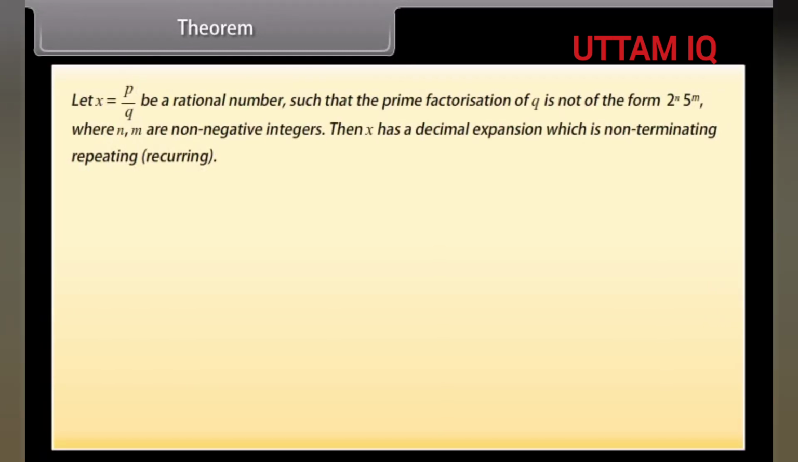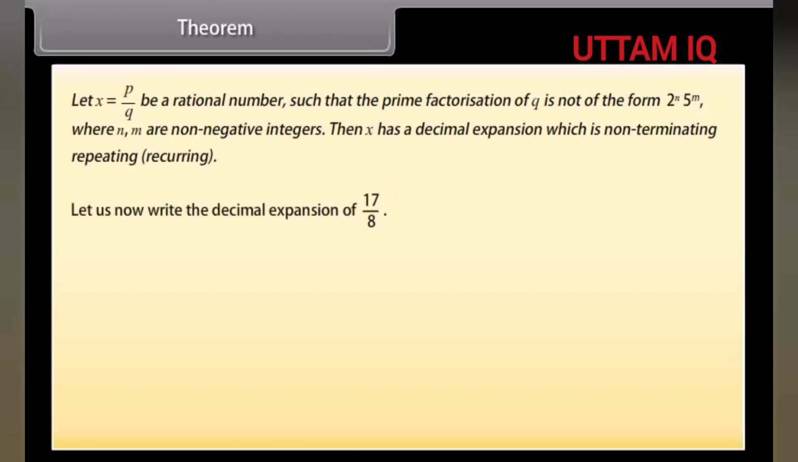Let x equal p upon q be a rational number such that the prime factorization of q is not of the form 2 raised to the power n, 5 raised to the power m, where n, m are non-negative integers. Then x has a decimal expansion which is non-terminating, repeating, recurring.